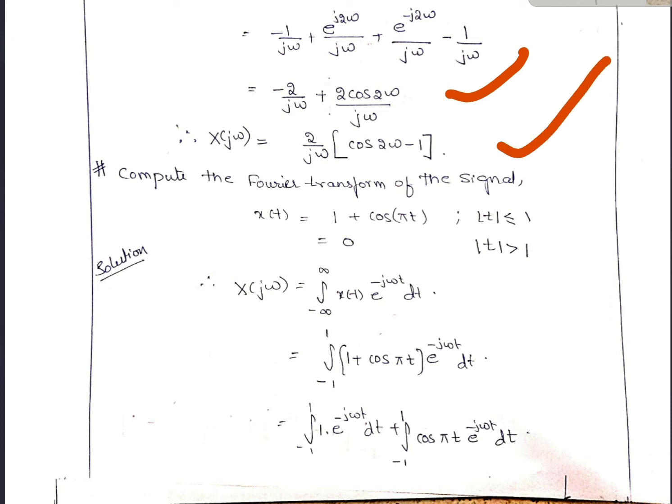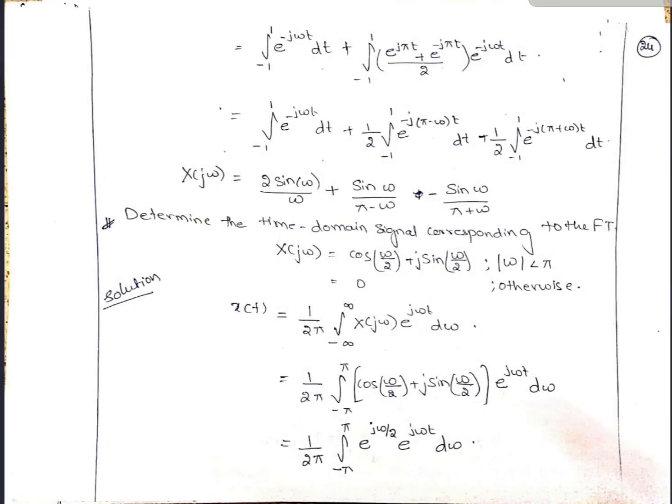Compute the Fourier transform of the signal x of t equal to 1 plus cos pi t, where mod of t is less than or equal to 1, and 0 for mod of t greater than 1. Therefore, X of j omega is the integral from minus infinity to plus infinity of x of t e raised to minus j omega t dt. We know that from minus 1 to plus 1 it is this signal. Substitute here and split. So, multiply e raised to minus j omega t into this term 1 and also cos pi t.